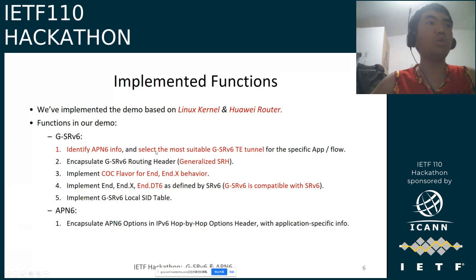In detail, for GSRv6, we build a kernel module to identify APN6 information and select the most suitable GSRv6 TE tunnel for specific application flows. After that, it can encapsulate GSRv6 routing header to packets. For APN6, we develop some functions to encapsulate APN6 options with application-specific information in IPv6 hop-by-hop options header.